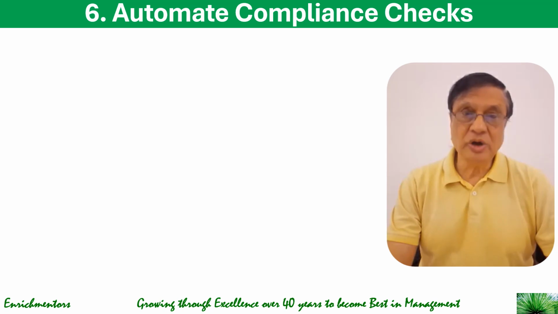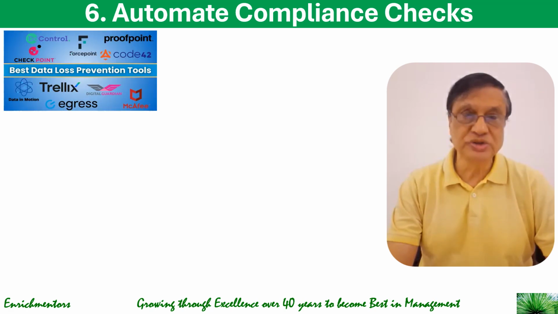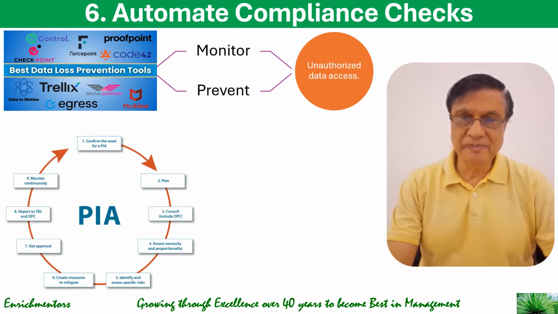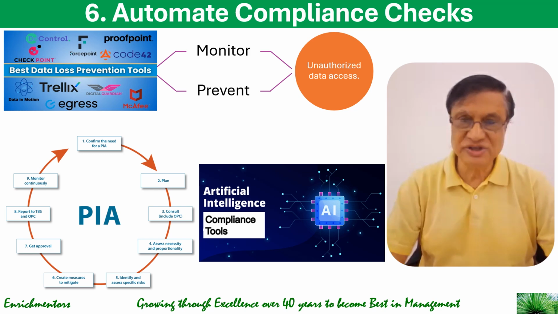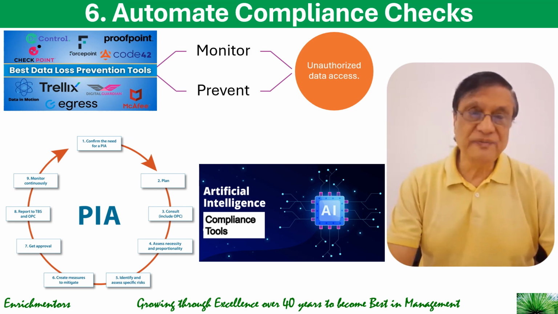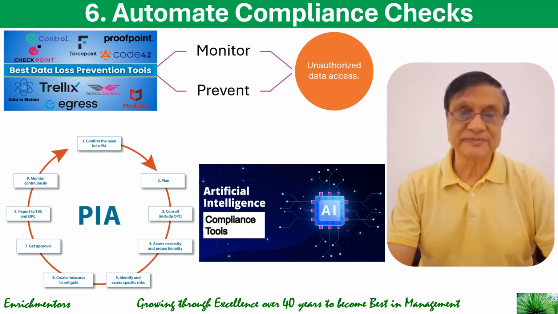To help you do that, you can automate compliance checks. And very interestingly, there you can use data loss prevention (DLP) tools to monitor and prevent unauthorized access of data. And you can implement privacy impact assessments (PIAs). You can come back and look at this later for new data-related projects and utilize AI-driven compliance tools to flag potential non-compliance risks. So these are a few things you can do to automate compliance.